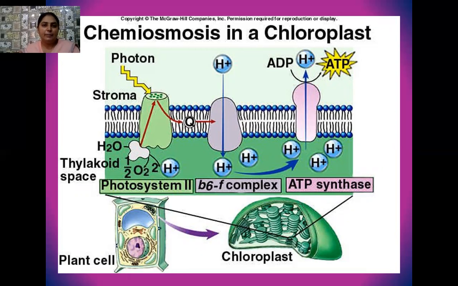So here one diagram is visible on your screen which shows the chemiosmosis in the case of a chloroplast membrane, which is actually the thylakoid membrane. So here all of the components are very much clear to you. This is the stroma region and this is the thylakoid space. Inside the thylakoid space, the breakdown of the water molecule takes place, and as a result half a molecule of oxygen, 1 proton and 1 electron are produced.